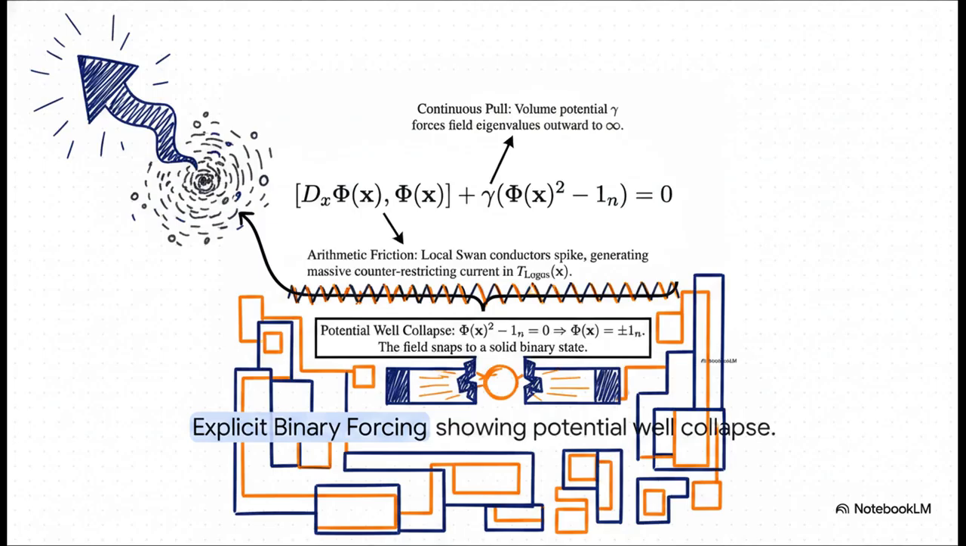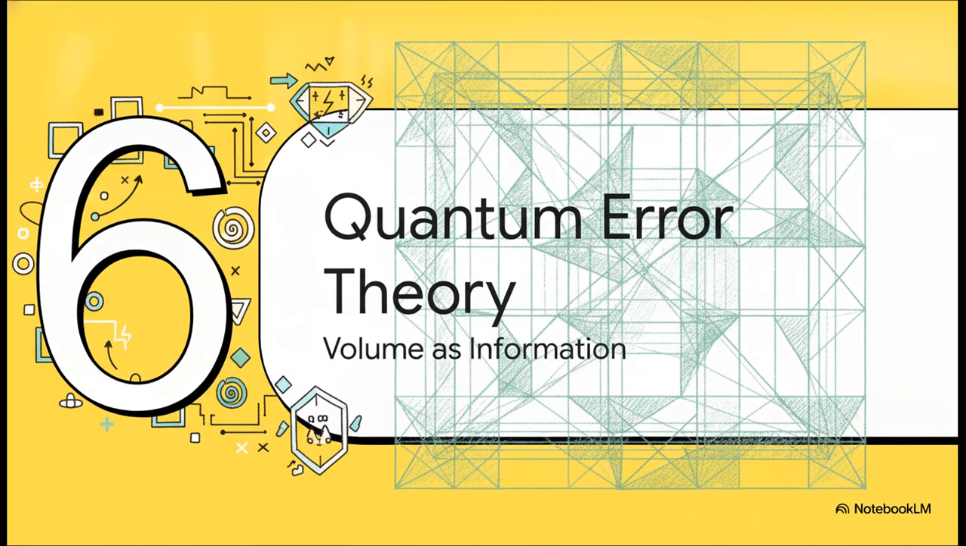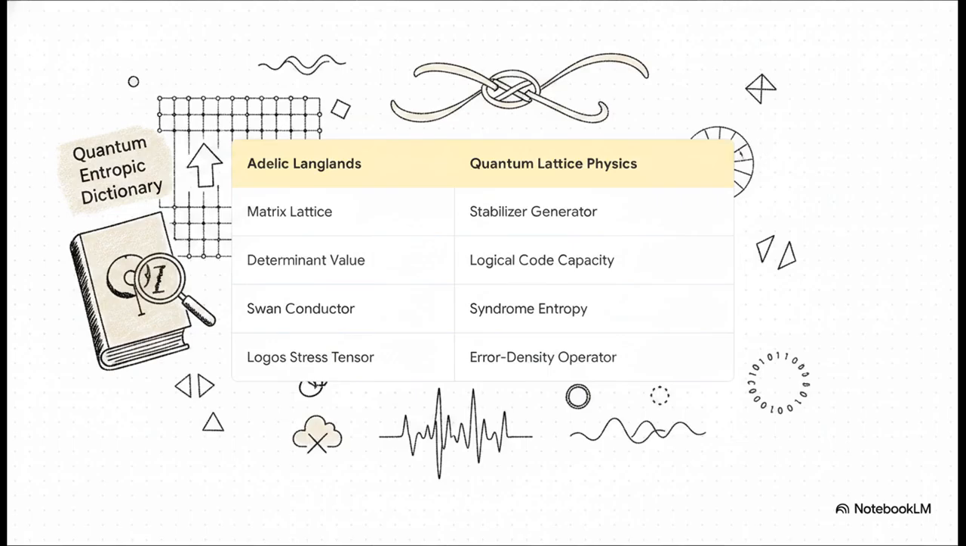No fractions allowed. And finally, step 6, quantum error correction theory: spatial volume as logical information. Bringing this all back to quantum computing, this means maximizing our spatial matrix determinant under binary sign constraints is mathematically perfectly equivalent to maximizing your system's logical information capacity, the Shannon entropy, of a topological quantum lattice code, all while minimizing its syndrome entropy, which is its noise footprint.